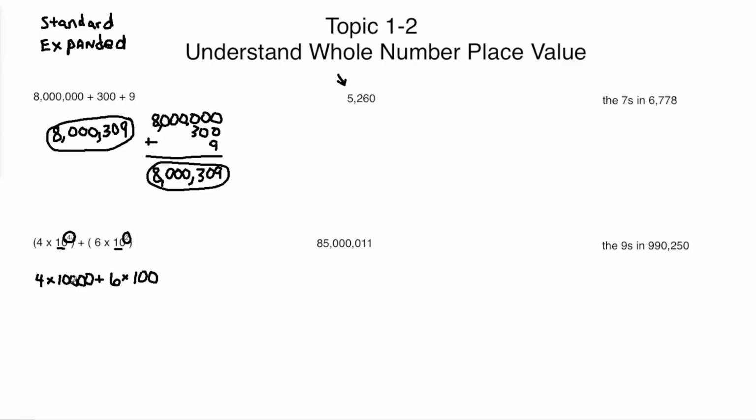What is 4 times 10,000? Well, that would make 40,000. What is 6 times 100? 600. Now, we've got a 4 in the ten thousands place, a 0 in the thousands place, a 6 in the hundreds place, 0 in the tens place, and 0 in the ones place. So the answer is 40,600. Did you get that?